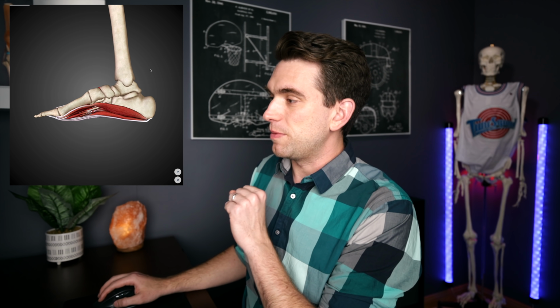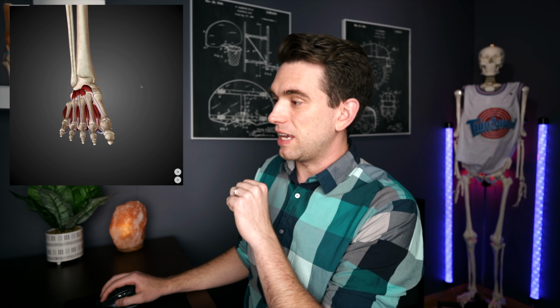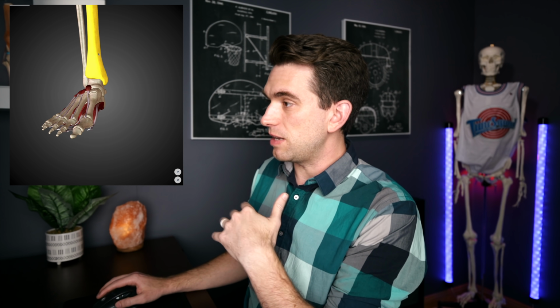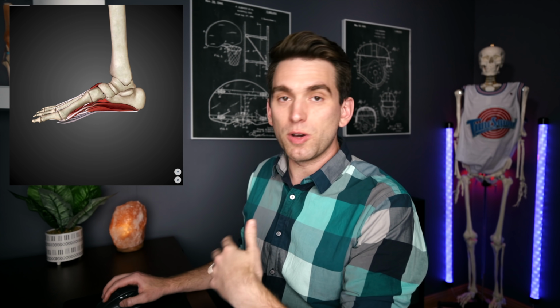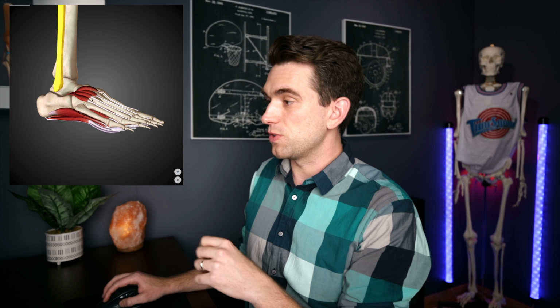So what the heck is the plantar fascia? If we look at our anatomy model here, this is basically a right foot. So we've got our tibia, we have our fibula, and then of course we have the ankle joint, the foot bones, and then we have the different foot muscles shown here as well.